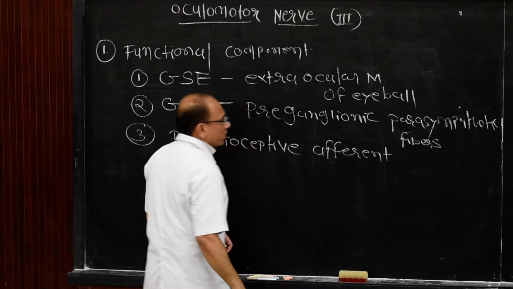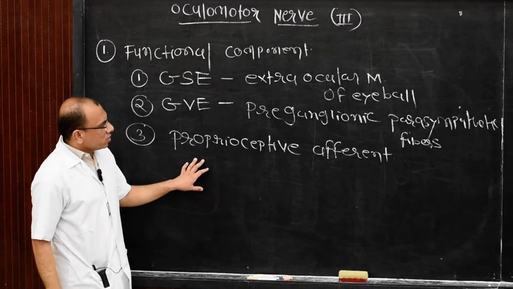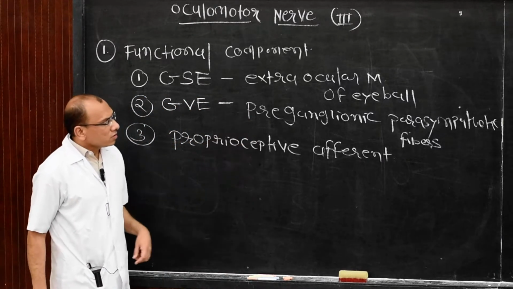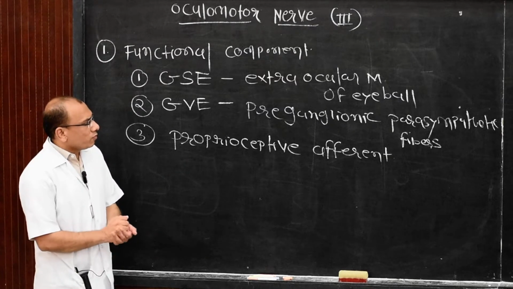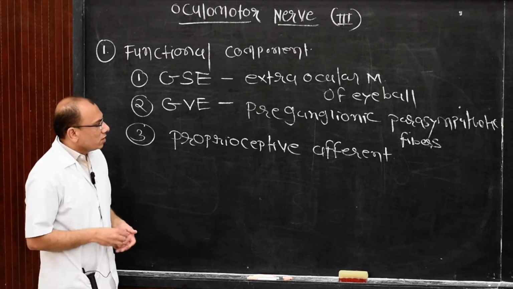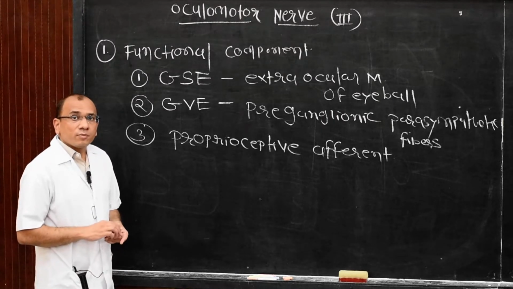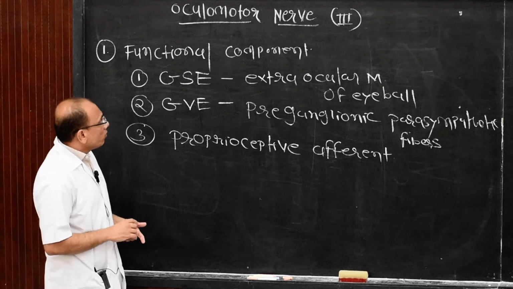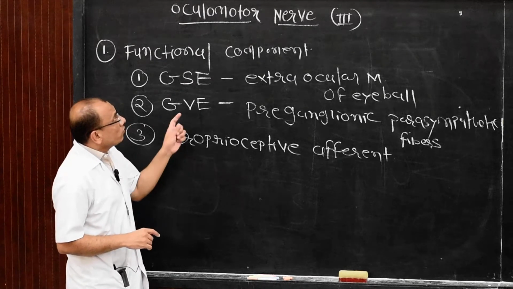Proprioceptive afferent fibers bring the proprioceptive information from the extraocular muscles, and these fibers communicate with the ophthalmic nerve at the cavernous sinus, and then relay to the mesencephalic nucleus of the trigeminal nerve. So these three are the main functional components of the oculomotor nerve.